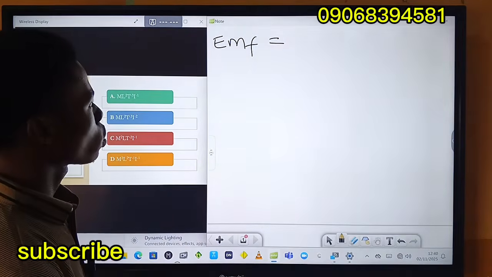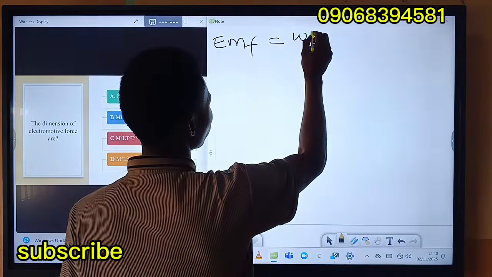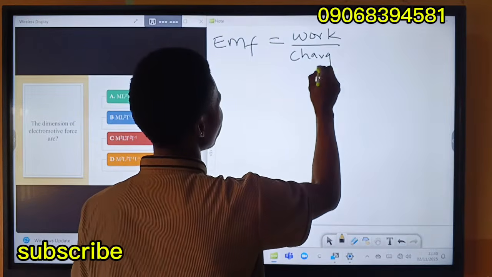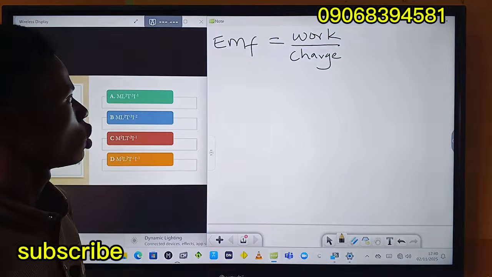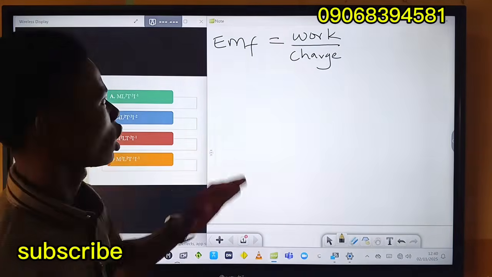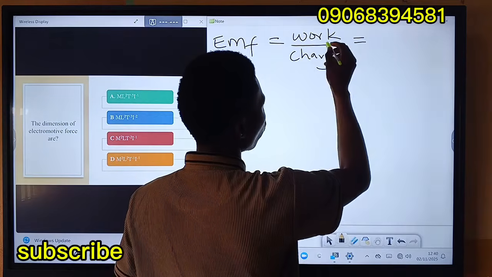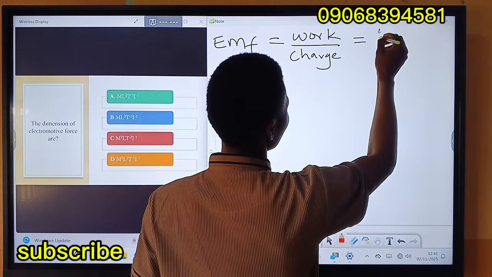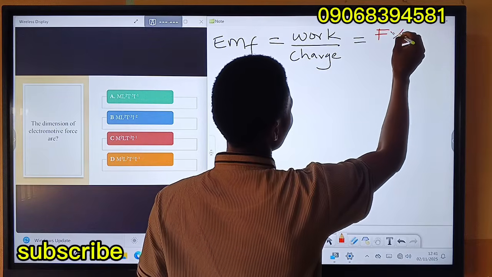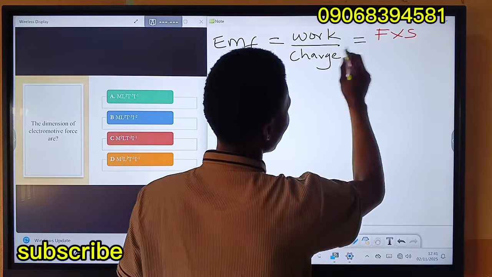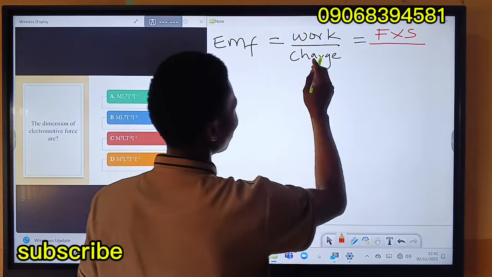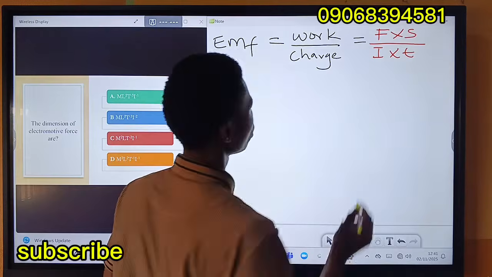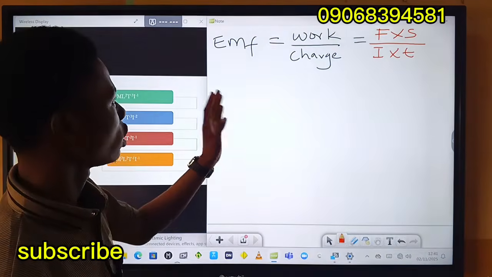Now, electromotive force, the formula is work done per unit charge. So now we are going to look at work and charge. You agree with me that work done is force times distance, right? That's work. Then all over charge. The charge is current times time. So we are breaking it down gradually.